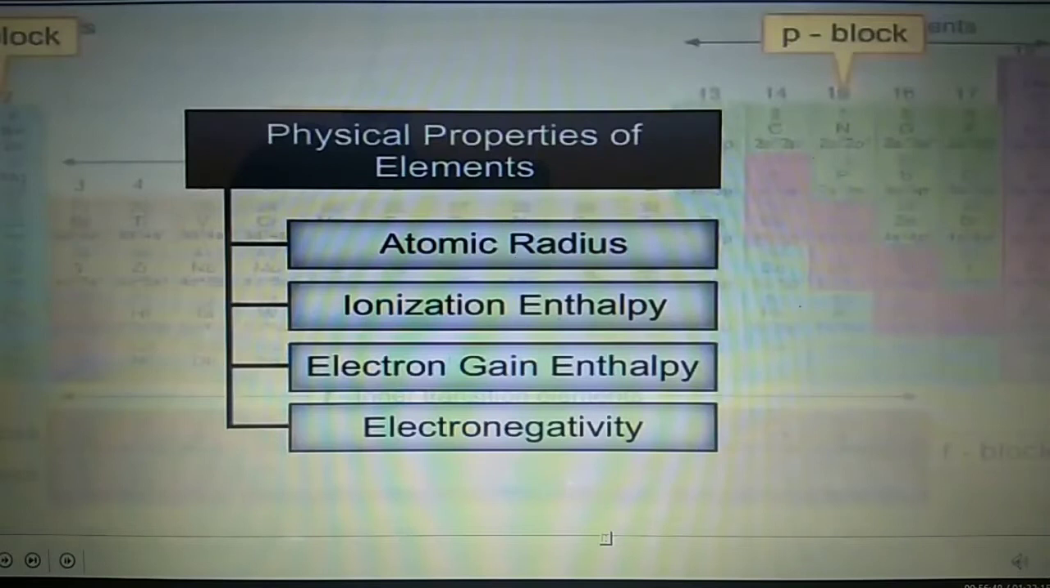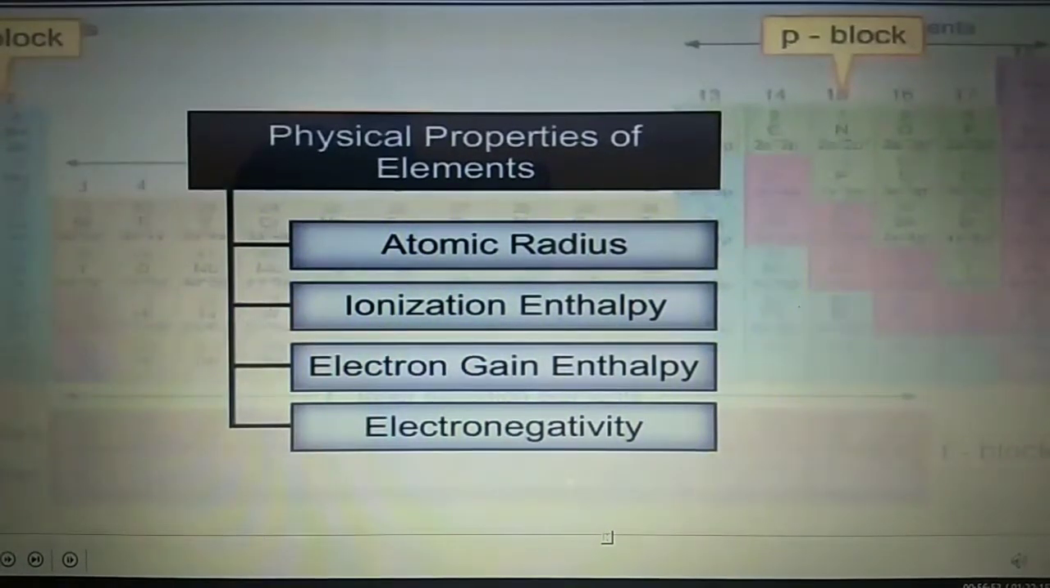So all of these four properties can be explained with the help of just the atomic radius, right? In order to discuss all those properties, first of all we have to revise the concept of effective nuclear charge and screening constant that we have already learned in our previous lecture. Now we are going to discuss the atomic radius, right?